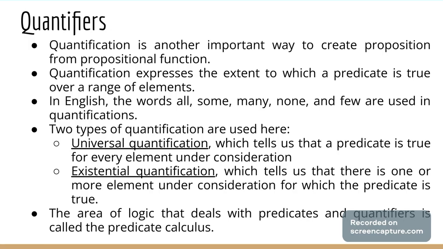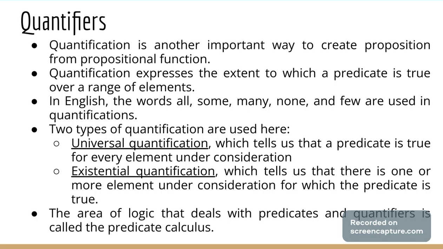In English statements, the quantifiers are all, some, many, none, few, etc. We are going to use essentially two types of quantification. One is called the universal quantification. The universal quantification tells us that the predicate is true for all elements in the universe.